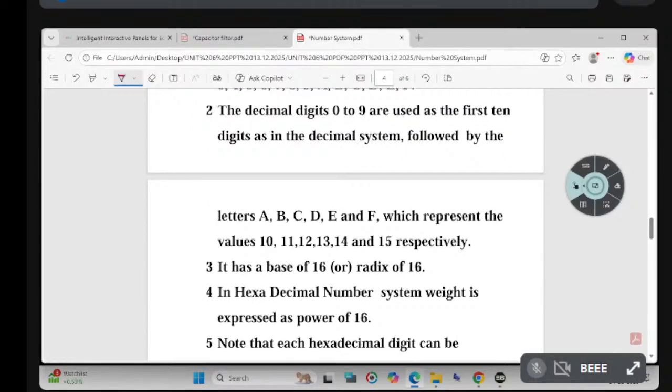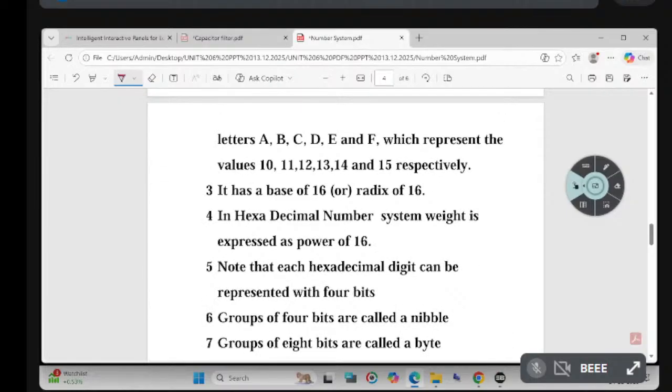What is the base here? 16. What are the weights? 16 to the power of 0, 16 to the power of 1, 16 square, 16 cube, 16 to the power of 4. That is the weights. It is represented by 4 bits.